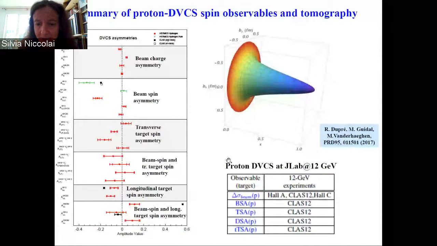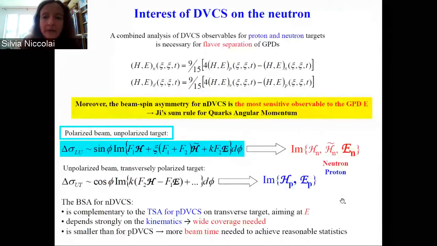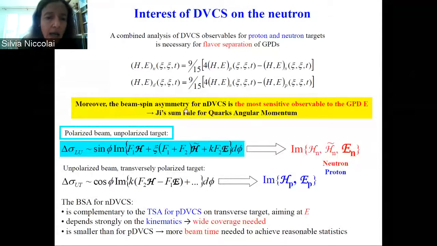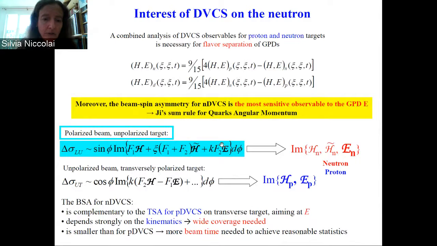And as Maxime said, there are several other observables on proton DVCS that are planned to be measured with the 12 GeV at Jefferson Lab. But we need the neutron. We need the neutron because, as I said, if we want to extract the flavor dependency of the different quarks in the GPDs, we have to combine observables measured on proton and neutron. And if we want to tackle the G-sum rule, we need to measure the GPD E. And the GPD E is quite elusive.